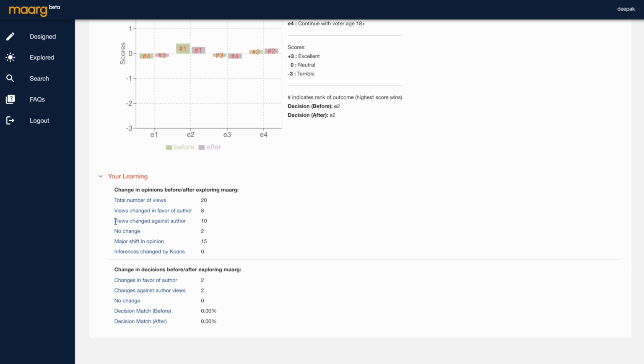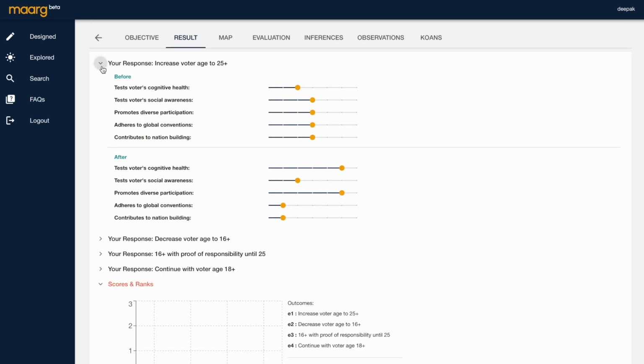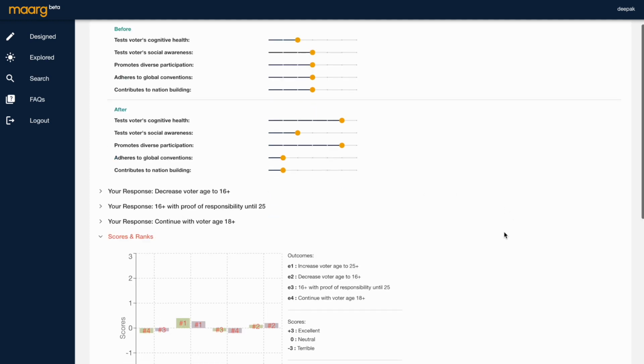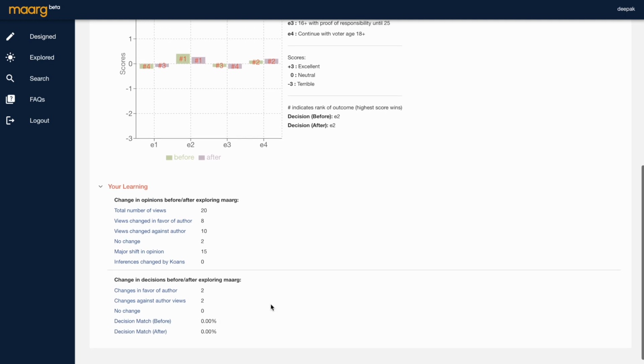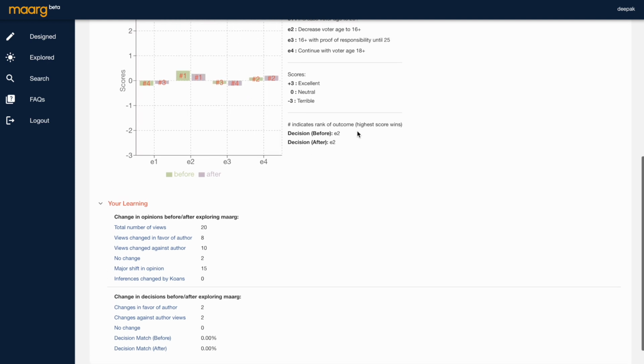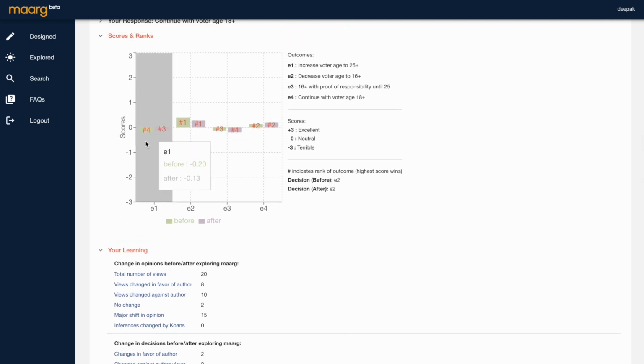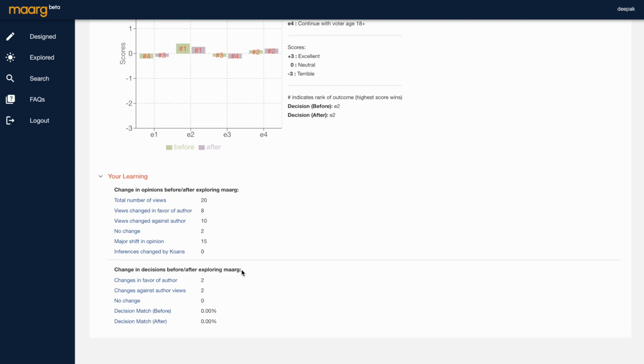Over here in the learning report, you can see how many views and how many have changed in favor, which means how many of these scores went in favor of the author, and then whether or not your decision went in favor. So currently, it looks like the author had some different outcome in mind, which means the number one score for the author was definitely not E2. It may have been E1, E3, or E4. But overall, the author failed to convince you.